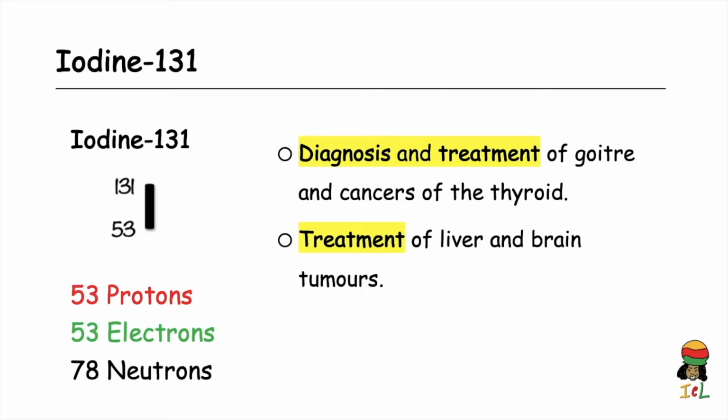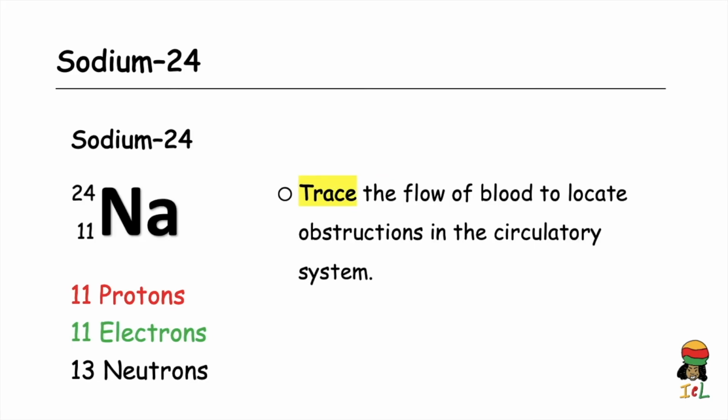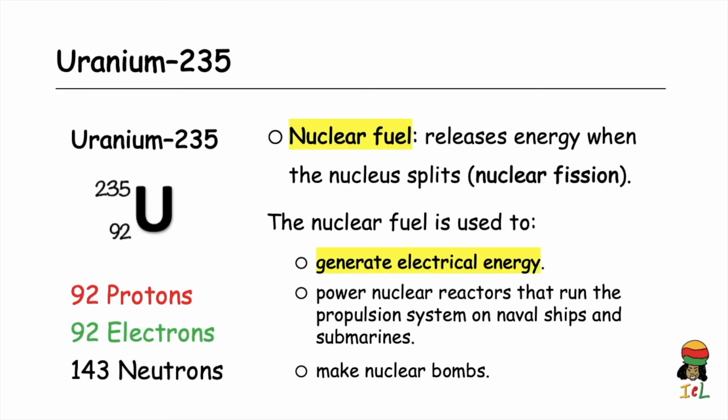Iodine-131 is used to monitor and treat goiter and other thyroid problems such as thyroid cancer. Also, it is used in the treatment of liver and brain tumors. Thallium-201 is used to diagnose coronary artery disease and parathyroid hyperactivity. Sodium-24 functions as a tracer in the circulatory system to detect obstructions.